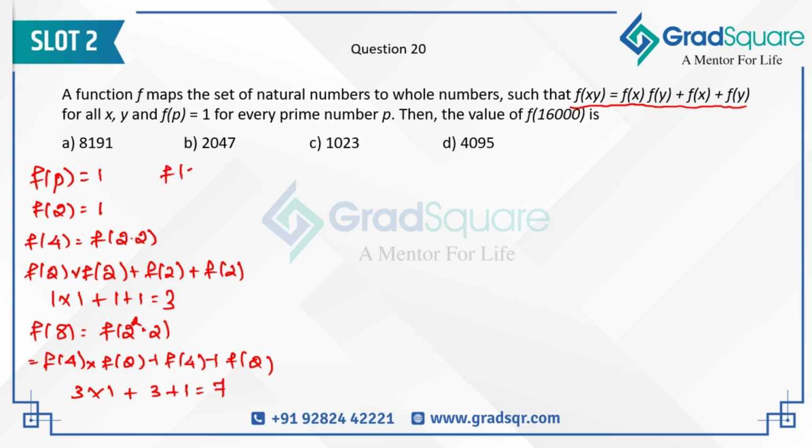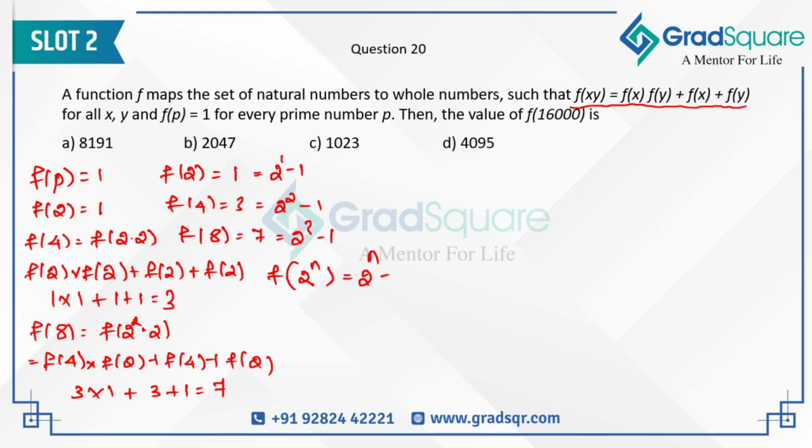See, f of 2 is equal to 1, which is nothing but 2 power 1 minus 1. Similarly, f of 4 is equal to 3, which is equal to 2 square minus 1. F of 8, which is 2 cube, is equal to 7, which is nothing but 2 cube minus 1. So I'm going to generalize this as what? If I get numbers that are expressed in powers of 2, not prime numbers, then it can be generalized as 2 power n minus 1.